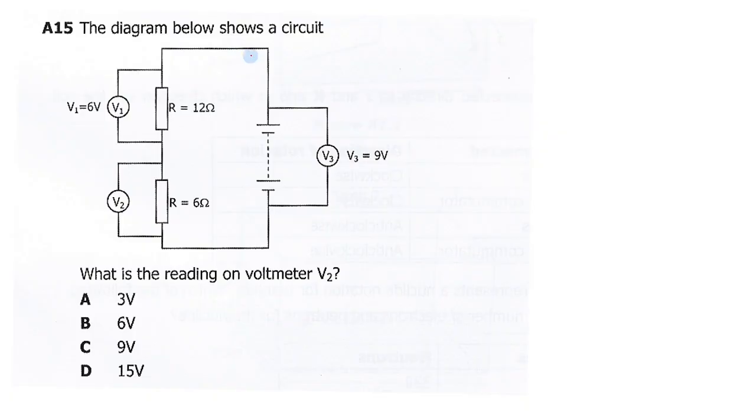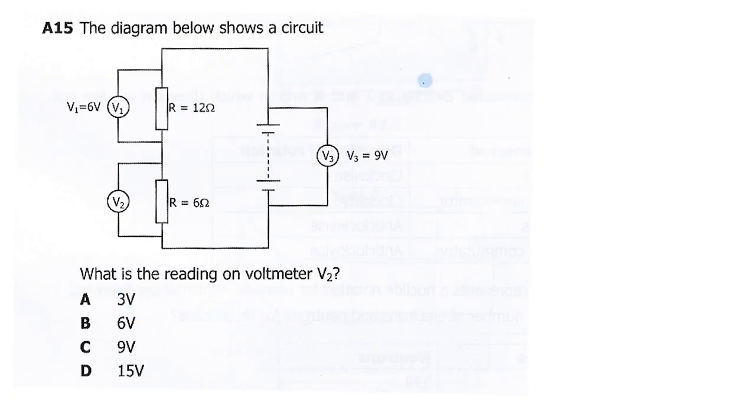Then this one, the diagram below shows a circuit. This is a 3 volt, 9 here, resistor. We have 12 here, 6. Here voltage we don't know. Here voltage we know it's 6. Then they ask, what is the reading of voltage V2?